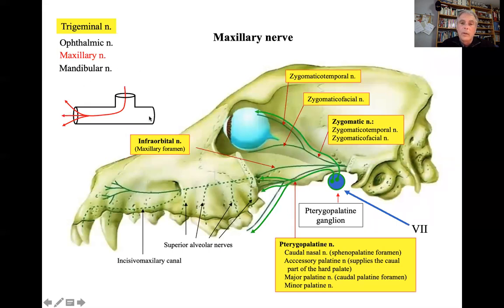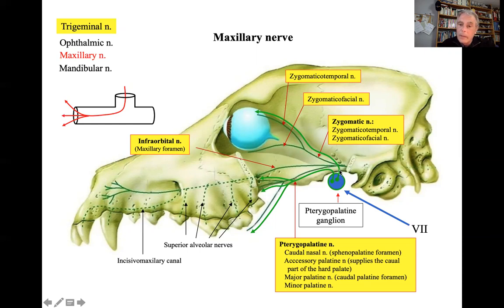So now we are going to incorporate that in this drawing. We are talking about the maxillary nerve. As we have seen previously, before exiting the round foramen, the maxillary nerve forms the zygomatic nerve. The zygomatic nerve enters the periorbita and branches into the zygomatico-temporal and zygomatico-facial. The zygomatico-temporal is going to be sensory for the lateral canthus of the eye, and the zygomatico-facial is going to be sensory for the lower eyelid.